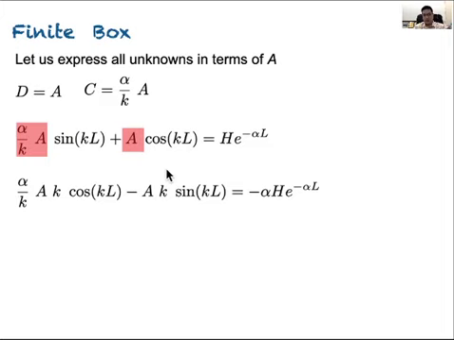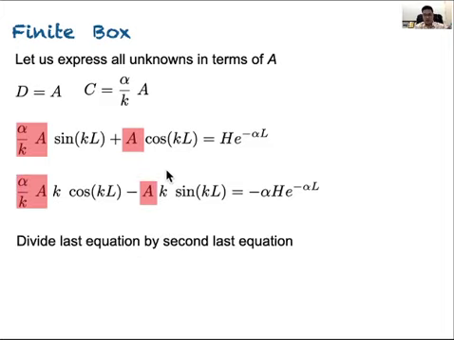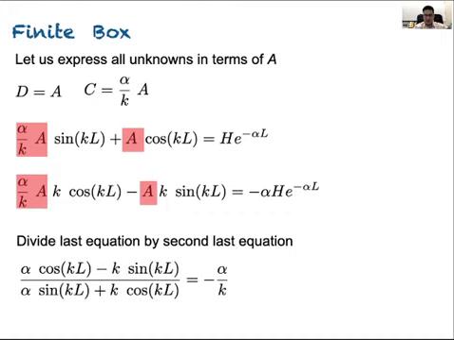Now what we can do, we can just divide these two equations. So what we are going to get, on this side, we are going to get alpha. So this equation divided by this equation. So what we can do, we can take this cosine kl minus k times sine kl.